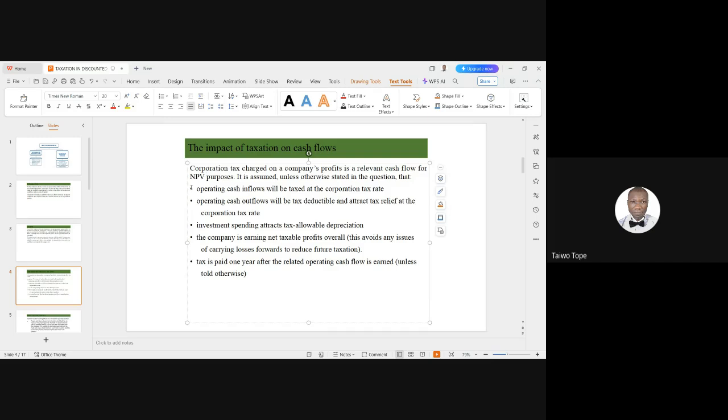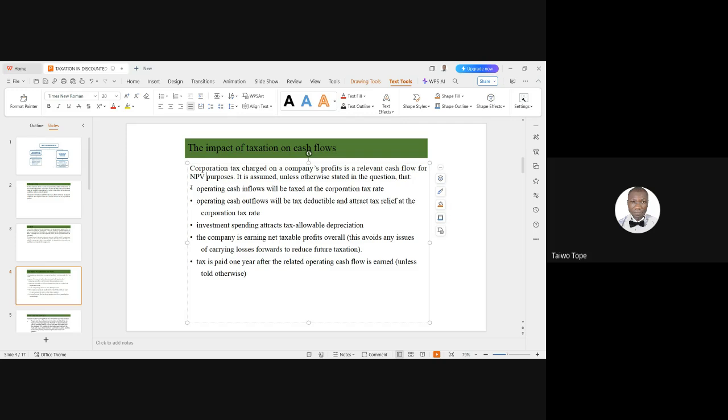It is assumed, unless otherwise stated in the question, that operating cash inflows will be taxed at the corporation tax rate. Take note of this when answering questions. Also, operating cash outflows will be tax deductible and attract tax relief at the corporation tax rate. Investment spending attracts tax allowable depreciation, and the company is earning net taxable profit overall. So this avoids any issues of carrying losses forward to reduce future taxation.